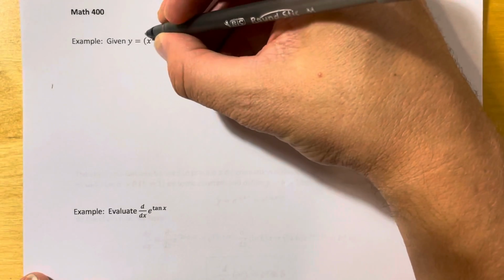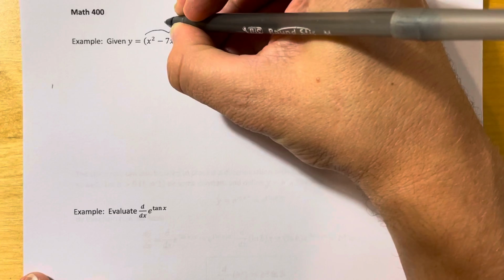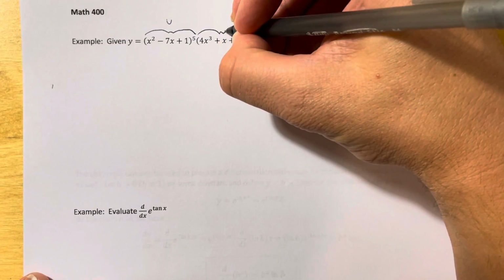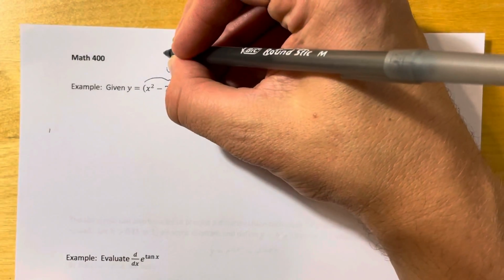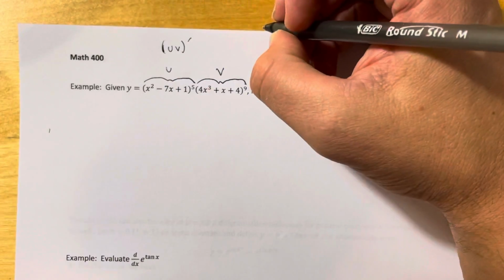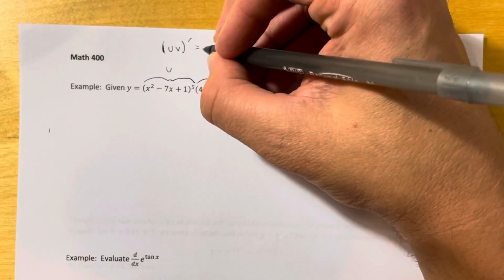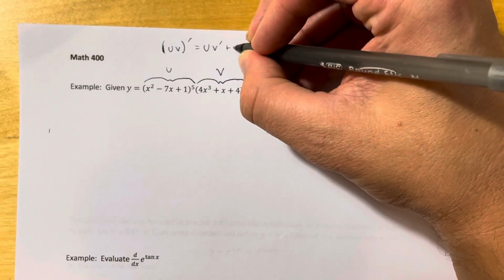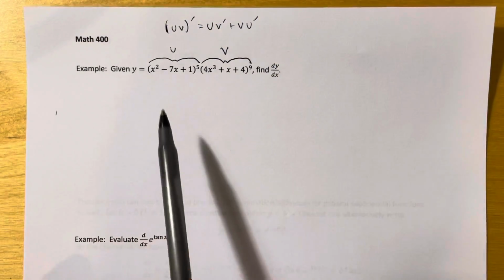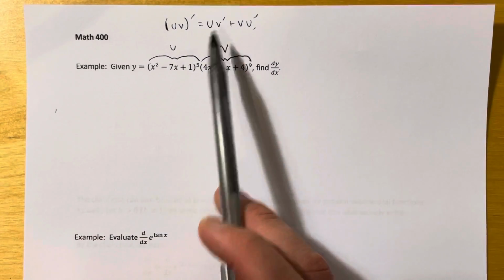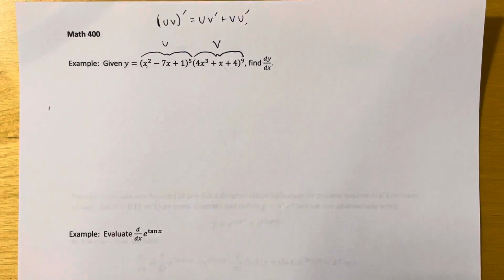I'm going to think of this guy right here as u, and I'm going to think of this guy as v. And just as a reminder, the product rule says that the derivative of a product of two functions, so uv prime, is equal to uv prime plus vu prime. Okay? So in order to find u prime and v prime, u and v in their own right are compositions of functions. So finding u prime and finding v prime both will require their own chain rule.